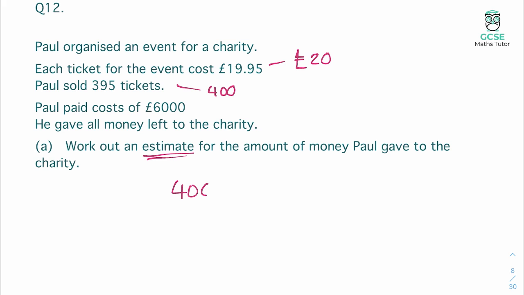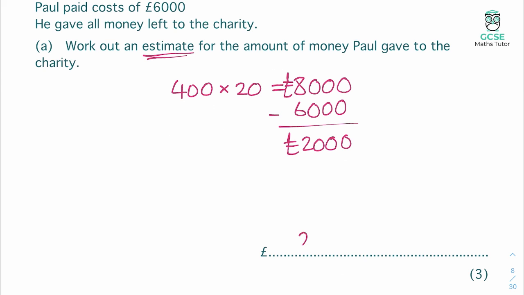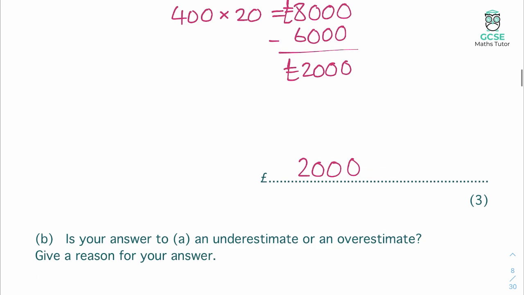So 400 times 20. That's quick for us to work out now because we just need to times the first digits. So 4 times 2 is 8, and add those 3 zeros on. So that's going to be £8,000 that he gets for the tickets that he sells. Now he had to pay £6,000, so we'd want to take away 6,000, and that leaves us with £2,000. So he's going to give £2,000 to charity, and that'll be our final answer. So £2,000 is our final answer there.